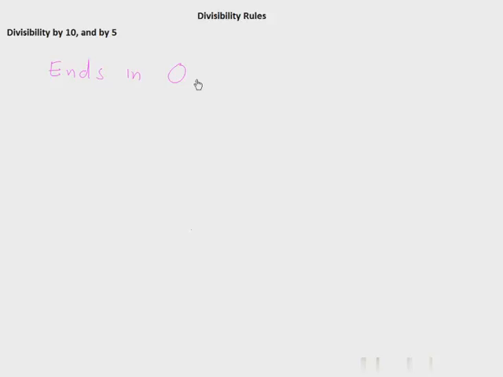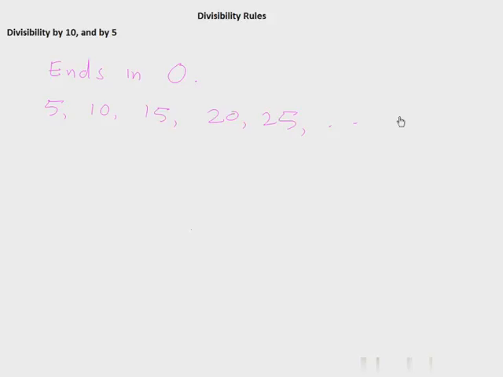How about divisible by 5? Let's look at the multiples of 5. 5, 10, 15, 20, 25 and so on. The multiples of 5 move in jumps of 5. And the jumps of 5 end in 5 or 0, 5 or 0, 5 or 0. So a reasonable rule seems to be that a number is a multiple of 5 if its units place is 5 or 0. It ends in 5 or 0.